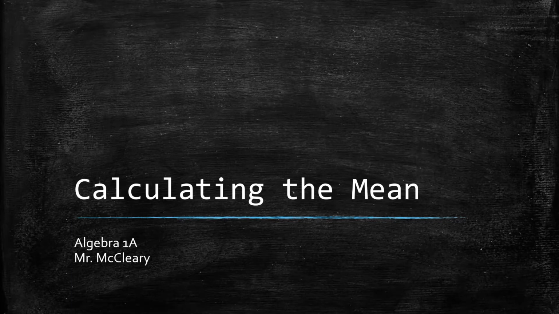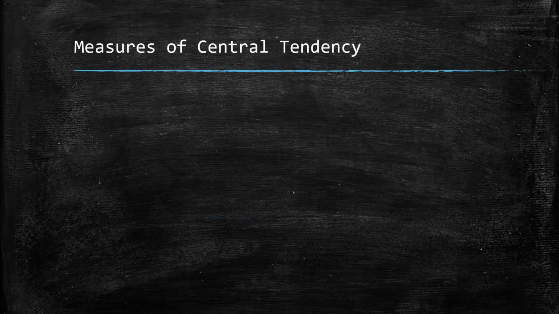Okay, Algebra, today we're going to be looking at calculating the mean value of a set of data. So this is one of our basic statistics that's good to know. To talk about mean, we need to talk about measures of central tendency. If you've got a set of data, no matter what it is, sometimes you want to know what the numbers in the middle look like. And there are three main measures of central tendency that we use.